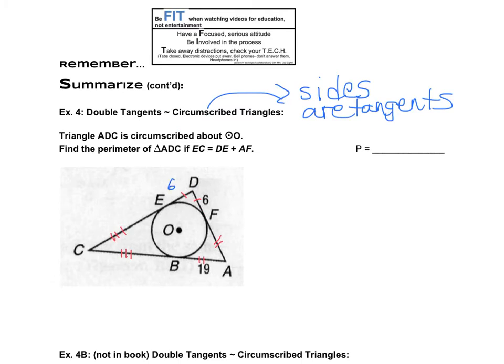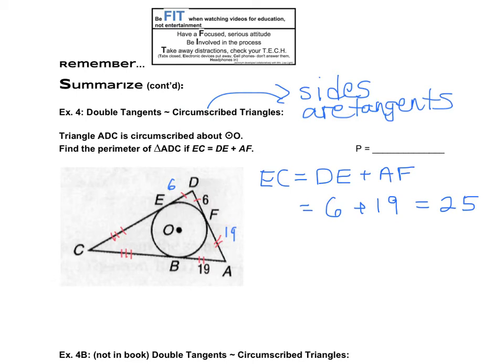If AB and AF are the same, then that's 19. And then what we're told in the rest of the problem here is that EC is equal to DE plus AF. So if I write that down, and then substitute in some pieces that I just labeled, EC is our unknown. DE we do know now is 6. And AF we know is 19. So if I add those up, I should get 25.